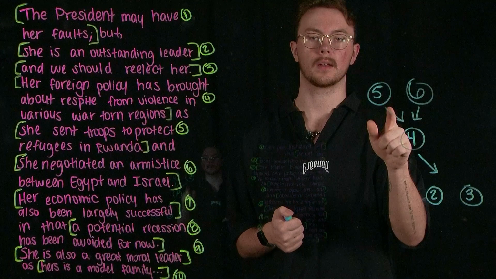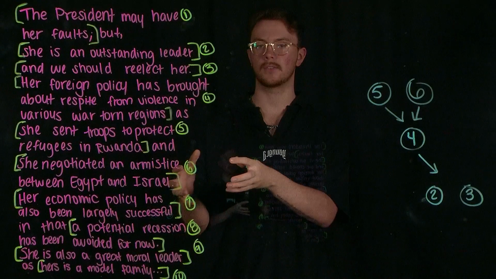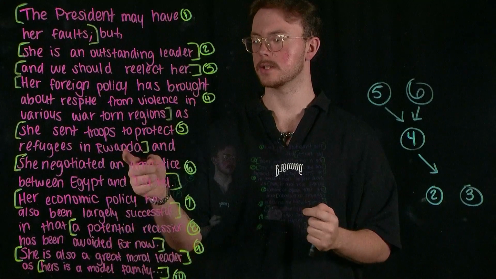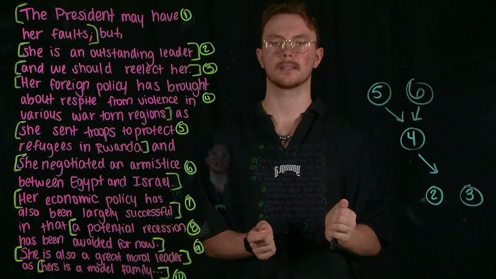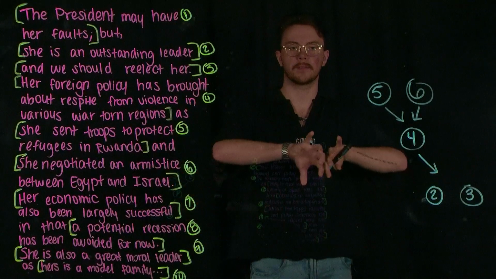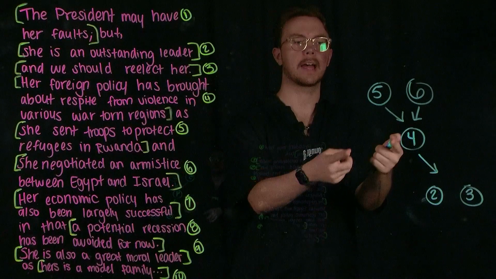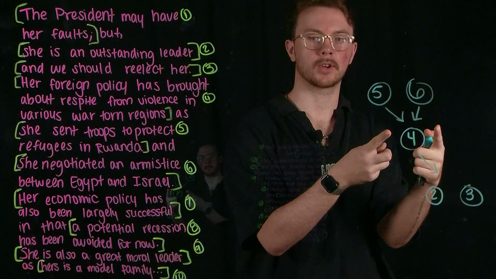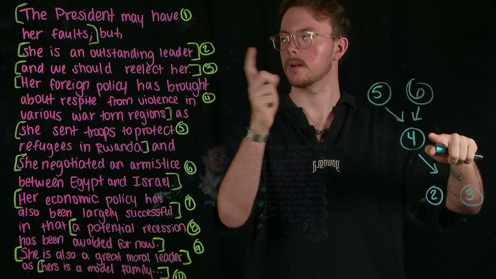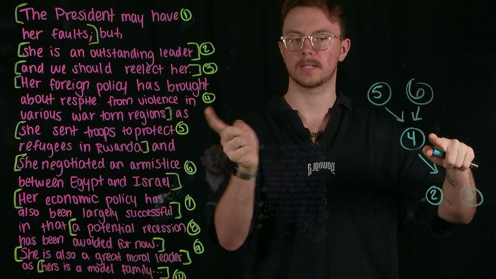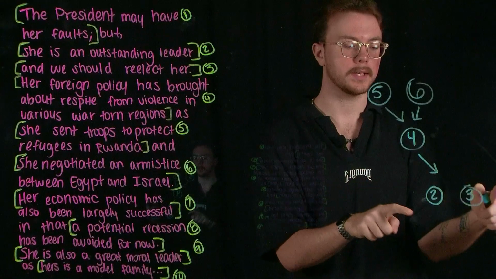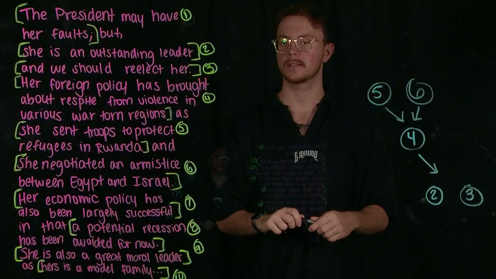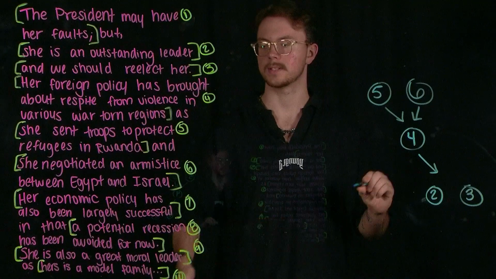Notice this isn't conjoint, though. Does sending troops to protect refugees mean that she negotiated an armistice? No. And we know it for sure because she mentions these 3 different places that are separate. And so therefore those events are independent of one another. That line is independent. But they both are independently demonstrating a reason to believe number 4, which is her foreign policy has brought about respite, which is itself a reason that we believe that she's an outstanding leader and we should re-elect her.